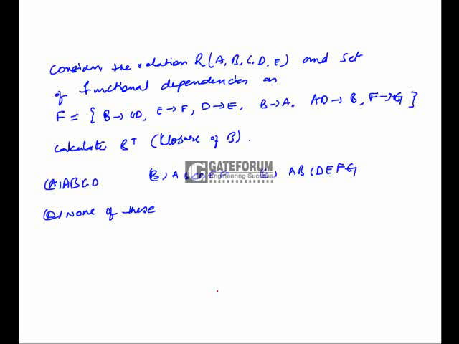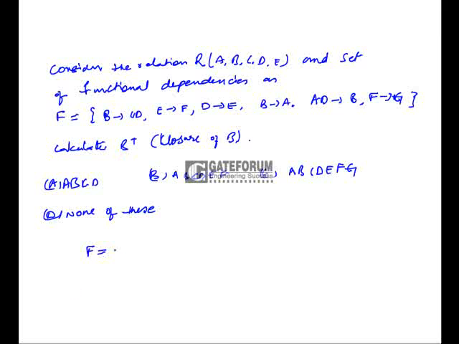Consider the relation R(A, B, C, D, E) and the set of functional dependencies F = {B → CD, E → F, D → E, B → A, AD → B and F → G}. Calculate B+, that is, the closure of B. Here the relation with attributes A, B, C, D, E is given along with the functional dependency set. We have to calculate the closure of attribute B.